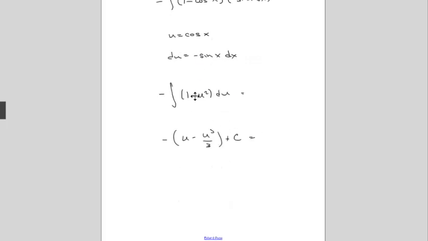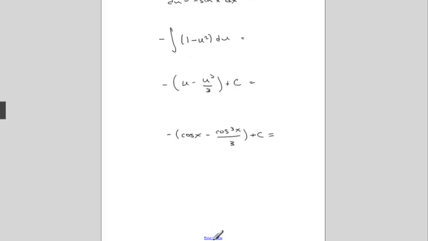And now we do the substitution back in. So we're getting negative the quantity cosine of x minus cosine cubed of x over 3 plus c, and we typically like to have the positive part first. A negative times a negative becomes a positive, so the final answer would be cosine cubed of x over 3 minus the cosine of x plus c.